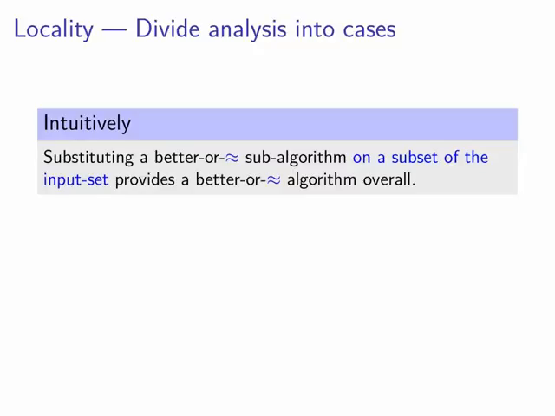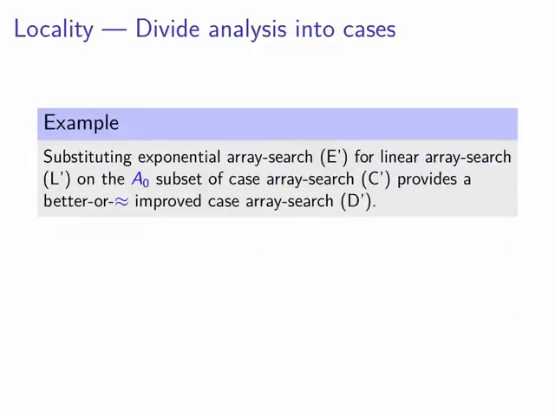Intuitively, locality says that if we substitute a better or equivalent sub-algorithm on a subset of the input set, then we get a better or equivalent algorithm overall. For example, if we substitute exponential array search for linear array search on the A0 subset of case array search, then we get a better or equivalent improved case array search.